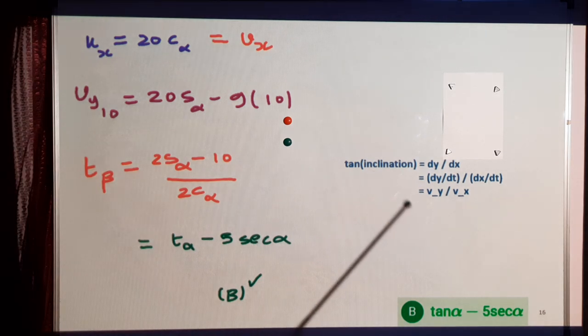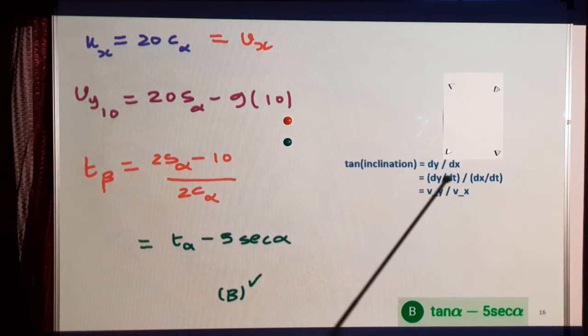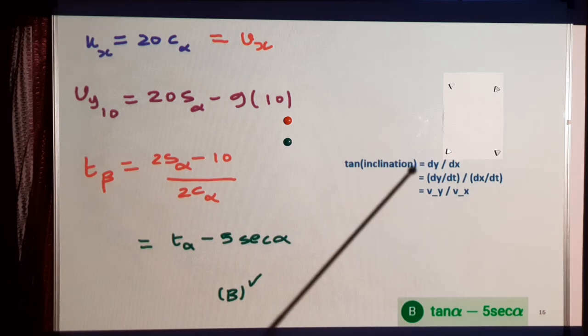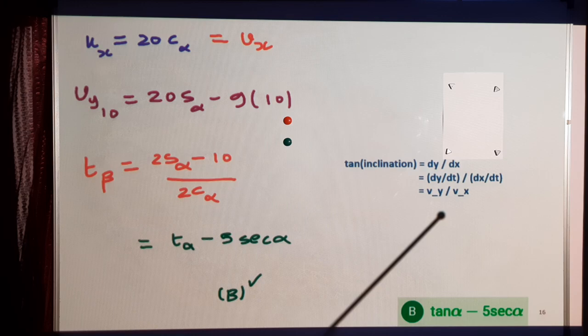This is the basic thing. Tan of the inclination is dy by dx, which is the same as dy by dt divided by dx by dt. This is the same as Vy by Vx. So to get the inclination of the trajectory, we can take the ratio of the velocities, y component and x component.